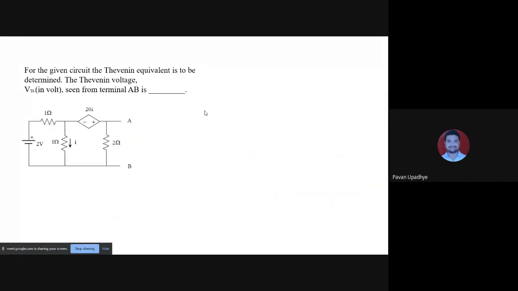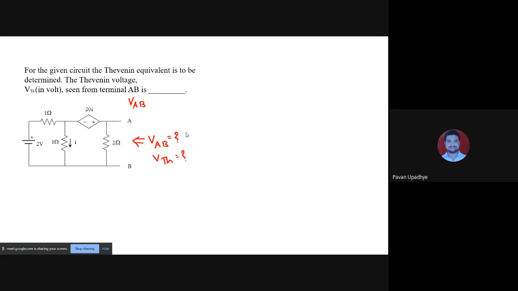For the given circuit, the Thevenin equivalent is to be determined. The Thevenin voltage VTH seen from terminal AB. Again, we are supposed to find the voltage between points A and B when we look at the circuit from this side. This is called VTH. VAB and VTH are the same, and we have to look at the circuit from open terminals A and B.